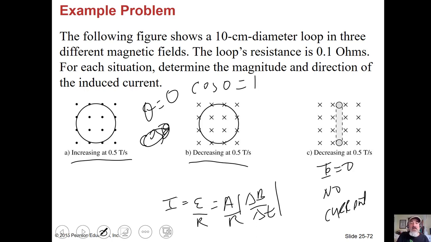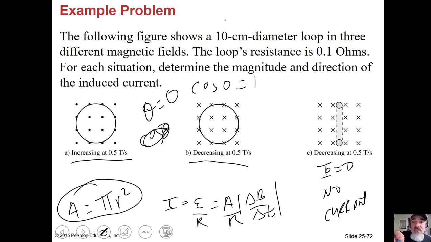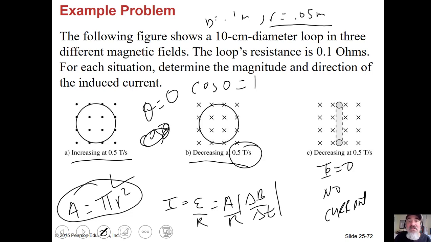It's a circular loop. Here's the area. They give you the diameter, but don't forget we need pi r squared. I'm not going to get a number for this one, but here's how to do it. Pi r squared for the area. Be careful with the units. This would be 0.1 meters, that's the diameter, so the radius is half that. So you have the area, you have the rate the magnetic field is changing, which is 0.5 teslas per second, and they give you the resistance too. You put that all together. Either of those is the same magnitude. We'll have to figure out the direction though for each of those.